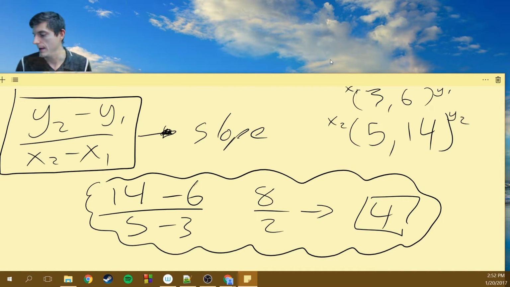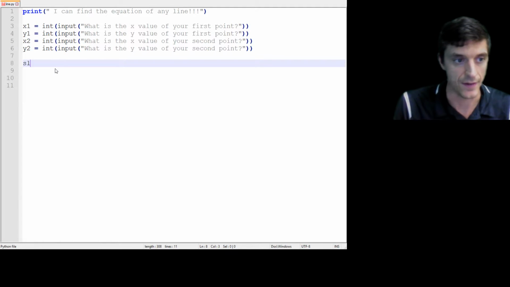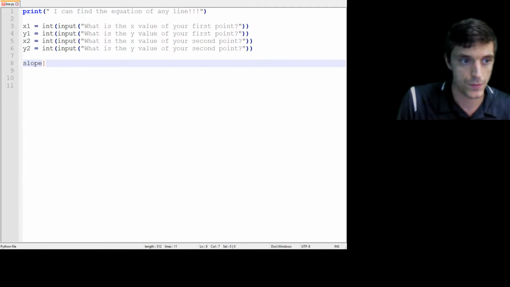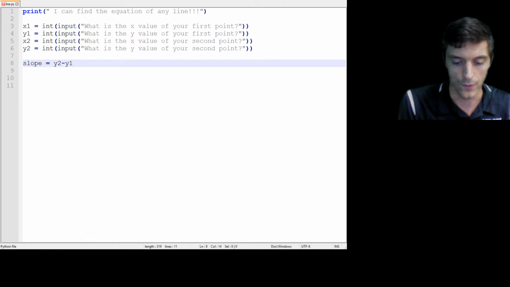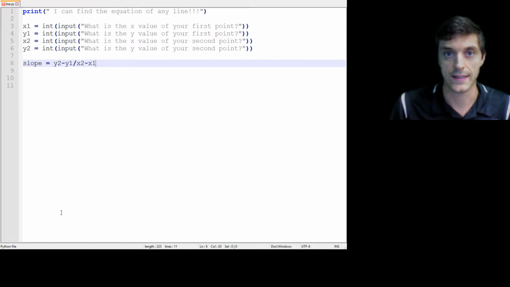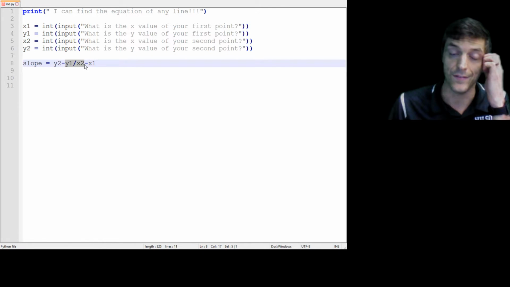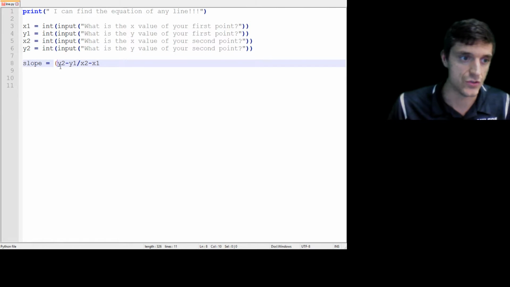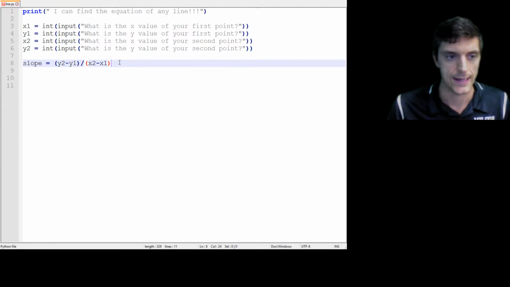So if I go back to my coding, the first thing I want to do when I find an equation of a line is find my slope. So my slope is going to be equal to, now don't do this please, y2 minus y1 divided by x2 minus x1. If I just do it like this, Python follows the order of operations, and it's just going to do this middle part, y2 divided by y1 divided by x2, first. So you can use parentheses, just like you do in math, to say do these things first.